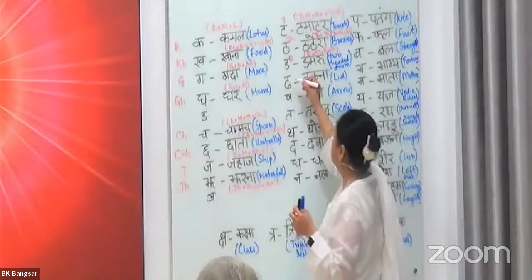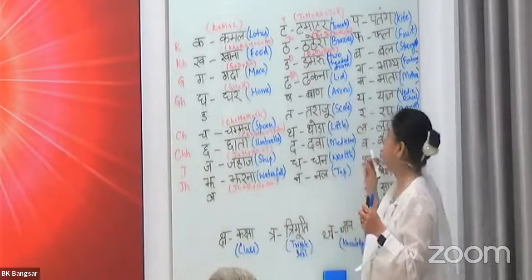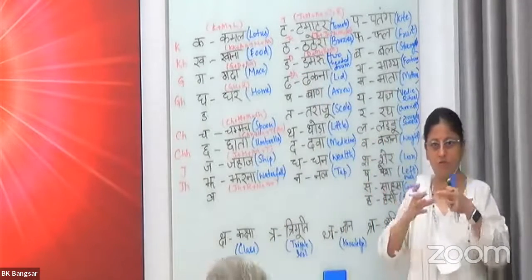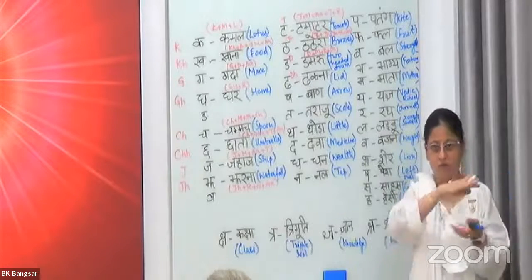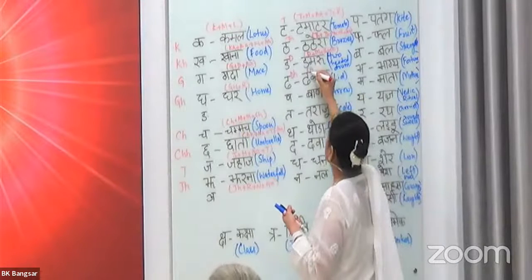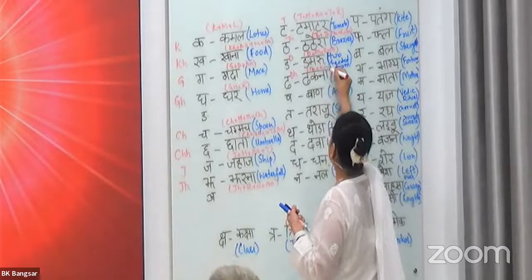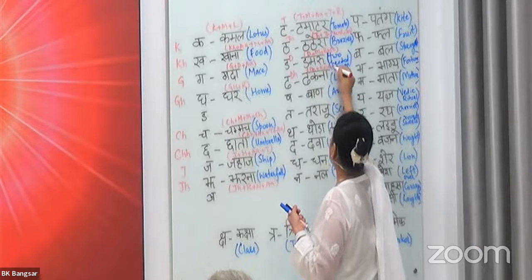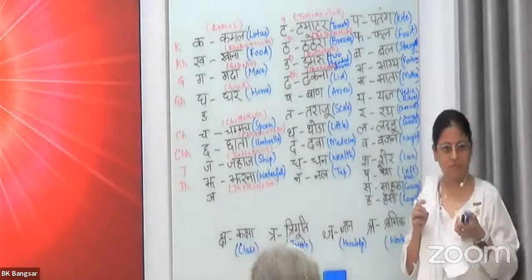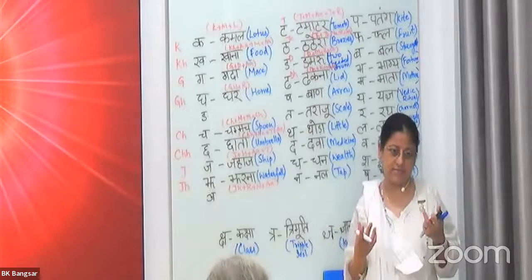Then is dha. Dhakna. Dhakna is to cover up, or a dhakna could be a lid with which you cover your food. So Dha, Ka, Na, A. Dhakna. Dhakna is to cover. You can also use it as a lid.